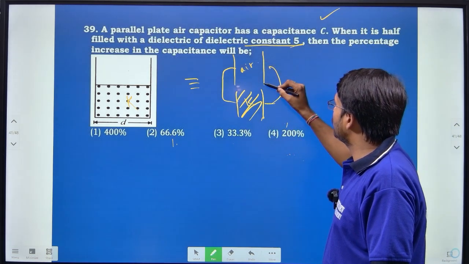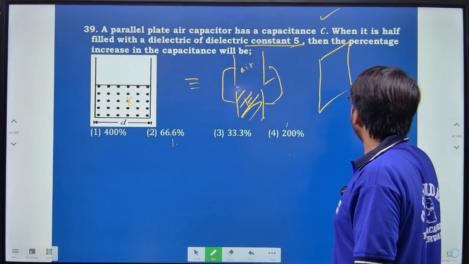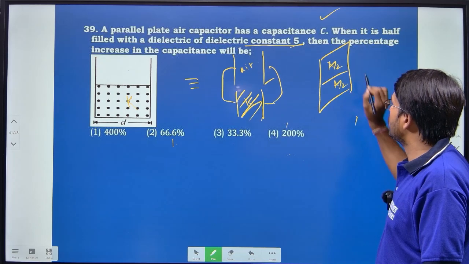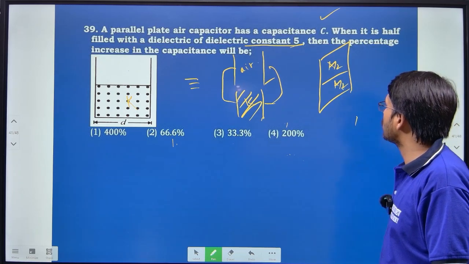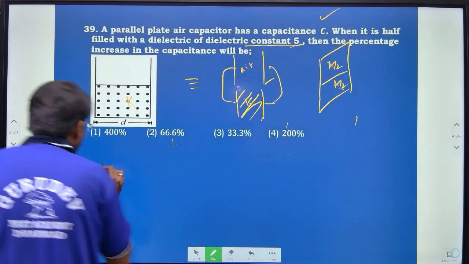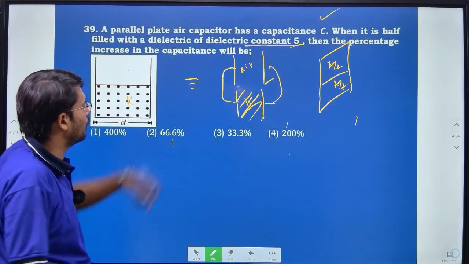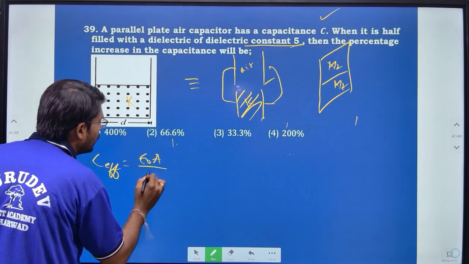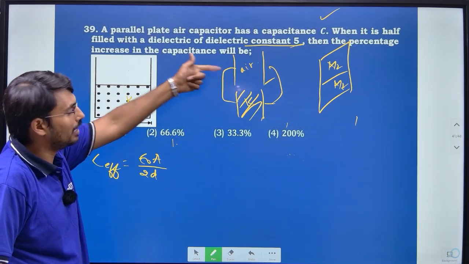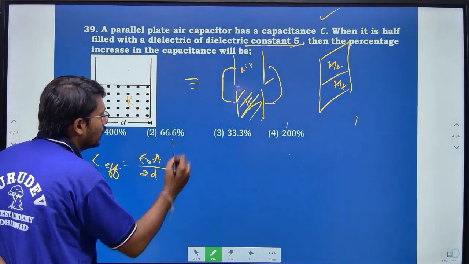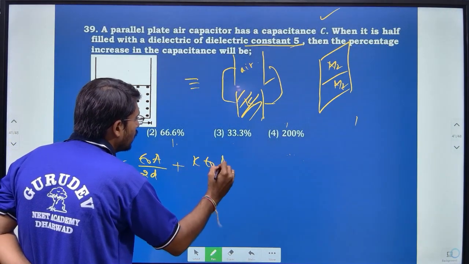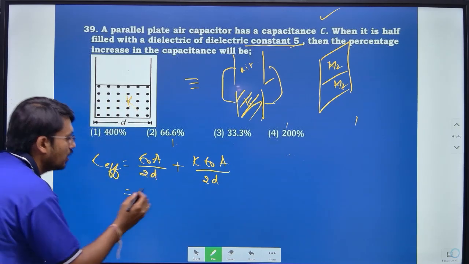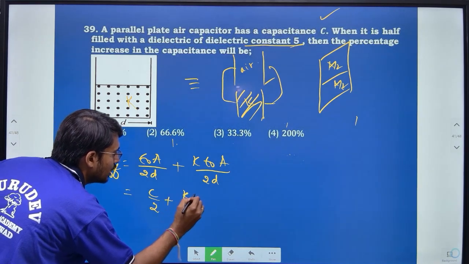What is the meaning here? We have a plate that is divided into two parts, so the area is reduced to half. Then what is the effective capacitance for these two? These two are in a parallel combination. C effective will be epsilon naught A divided by 2D, because the area becomes A by 2, plus K epsilon naught A divided by 2D. Epsilon naught A by D is the previous C. Therefore it is C by 2 plus K times C by 2.